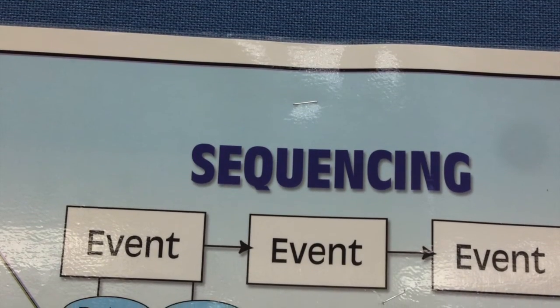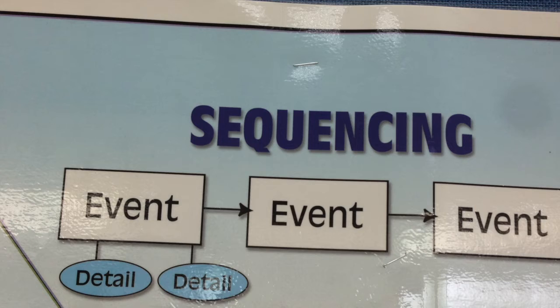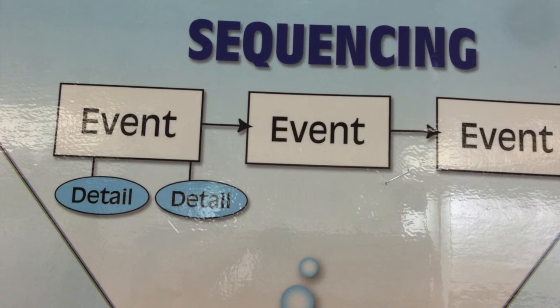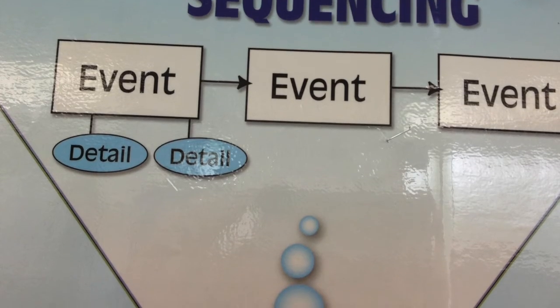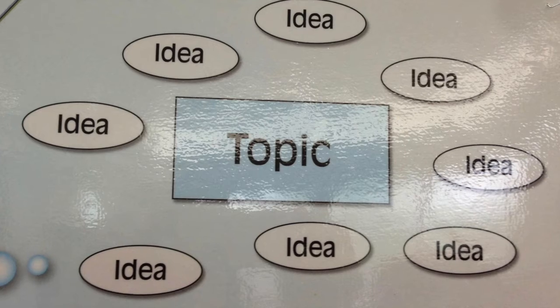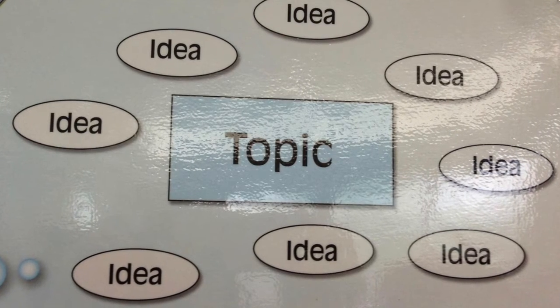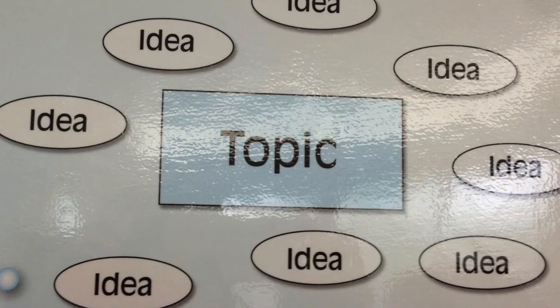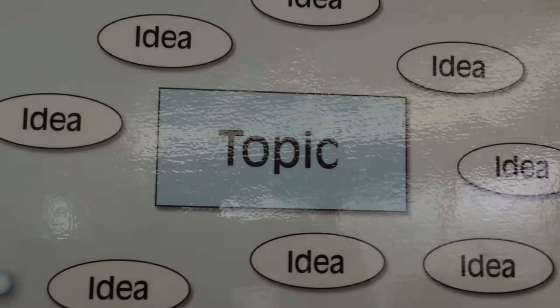So as you can see, mind mapping is a really great way of brainstorming. It's a great way of taking what's in your head and getting it down on paper. You can use it to sequence events that you're learning about. You can use it just to talk about an idea. You can also use it to compare and contrast two separate ideas. And you can even use it to show cause and effect.